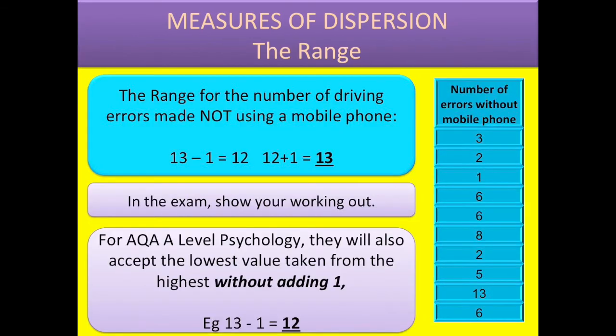The range for the number of driving errors made not using a mobile phone is 13 minus 1 equals 12, 12 plus 1 equals 13. For AQA A-level psychology, they will also accept the lowest value taken from the highest without adding 1. And that's what I learned when I learned about doing the range way back in primary school. And that's what I would do in the exam. I go for the easiest option. So 13 minus 1 equals 12, and you would say that the range for the number of errors made not using a mobile phone is 12.